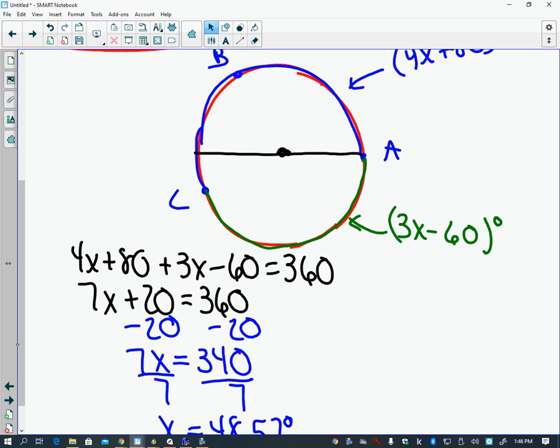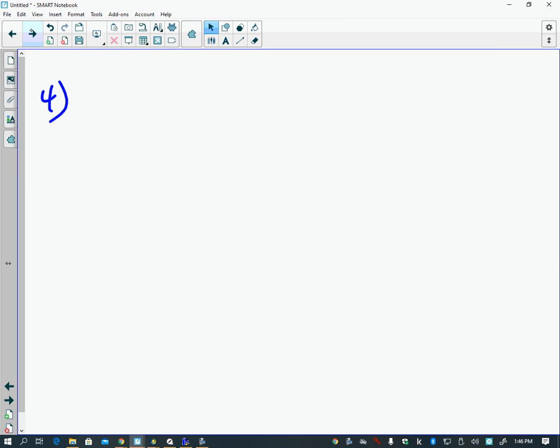All this question is asking you to do is simply solve for x. But if they ask you to solve for the major arc and the minor arc, we should be able to substitute back in. Okay? So 4x plus 80 plus 3x minus 60 equals 360. Combine your like terms, solve for x. I think we can do that. Okay? All right, let's try to move forward here a little bit. If I can pull up that question.